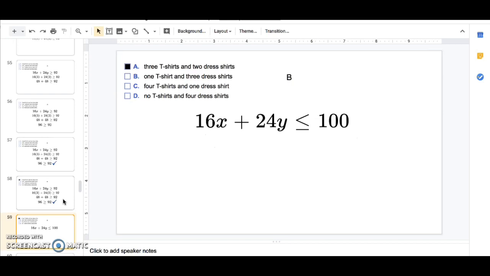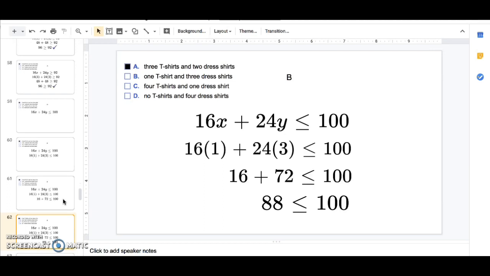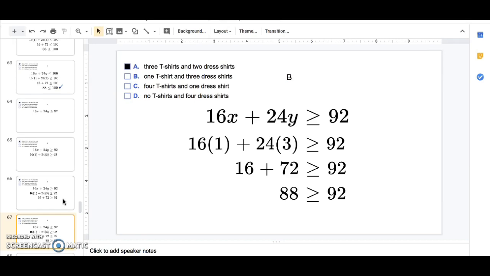Now let's try B. We have 1 t-shirt and 3 dress shirts, so 1 is x and 3 is y. So that leaves us with 16 plus 72, which is 88, being less than or equal to 100, and that is true. But let's see if it works for the second inequality, because it has to be true for both. So substitute in again 1 for x and 3 for y, we'll get 16 plus 72, which is 88, and 88 is not greater than or equal to 92, which is false. So it will not be B for one of my answers.